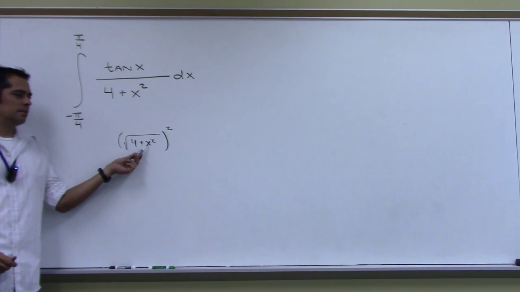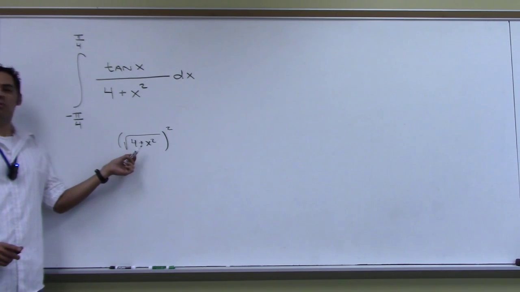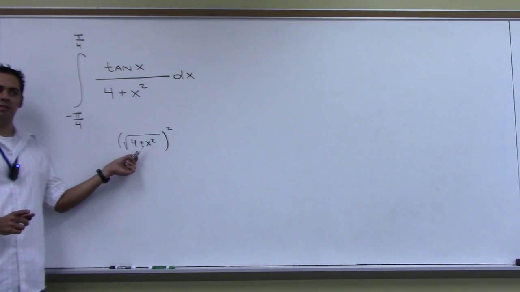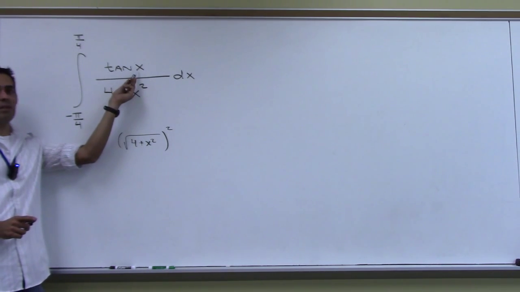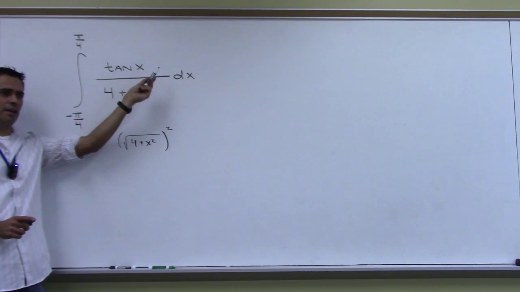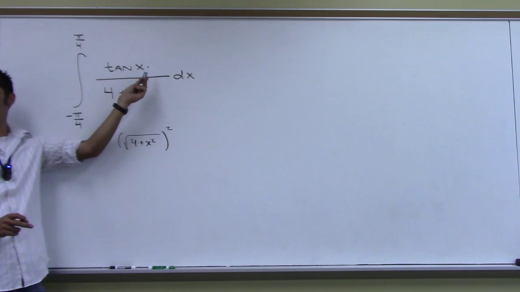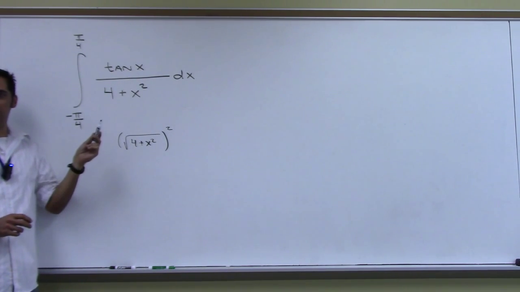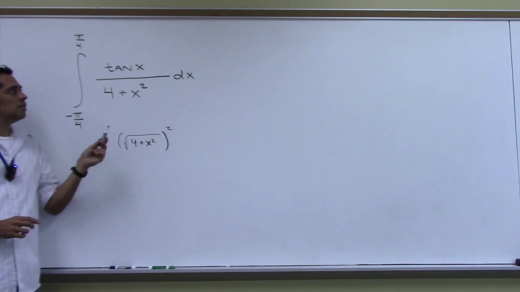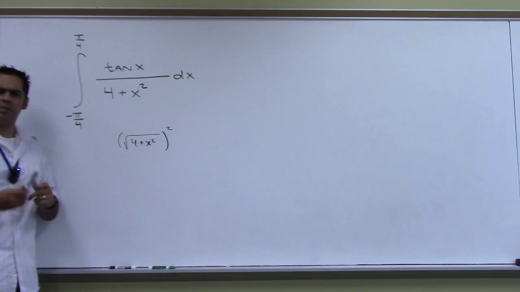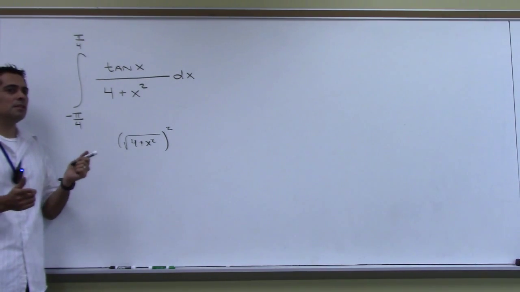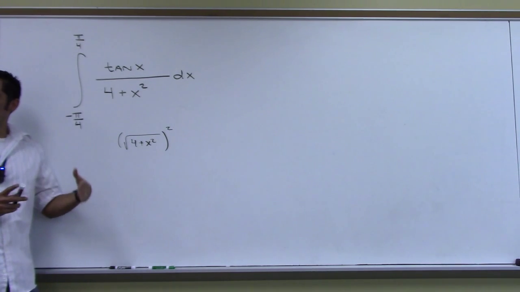It'd be x equals 2 tangent theta, which means this would turn into tangent of 2 tangent theta, and we haven't even seen anything like that before. That could be major trouble. And then what was the other one? Integration by parts. What would you choose for u? What would you choose for dv?